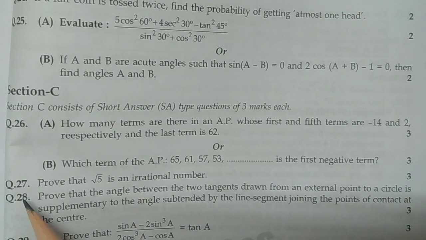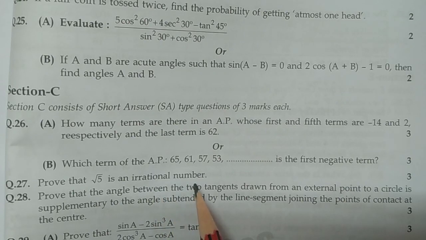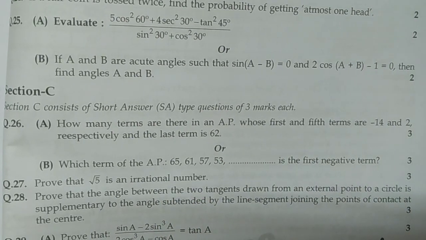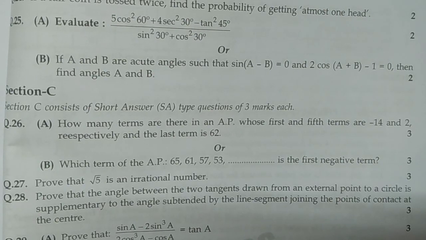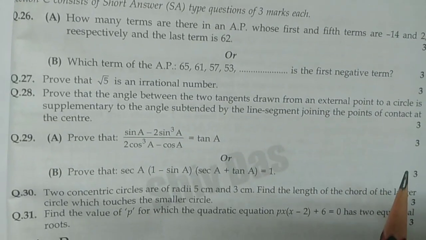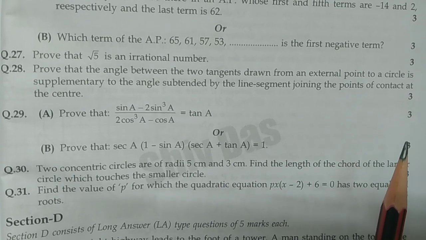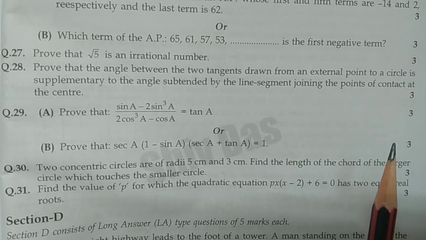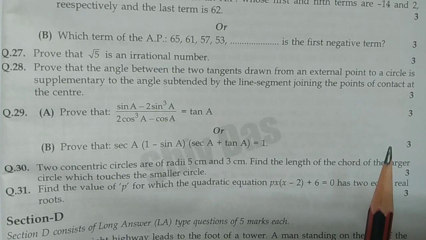Now it's question number 27. Prove that root 5 is an irrational number. It is also containing 3 marks. So these are really very important, and if you have practiced very well, it will be really very easy for you. Otherwise you can understand the pattern, because in the board examination these kinds of questions are asked in the same way.